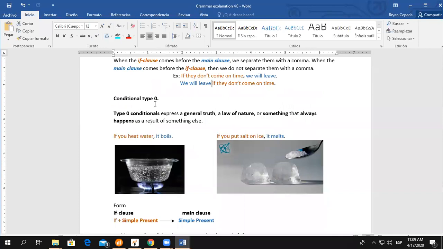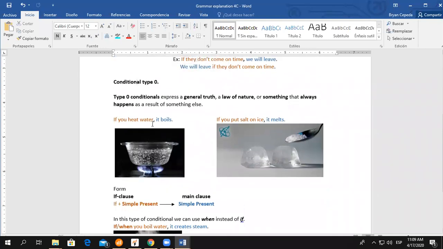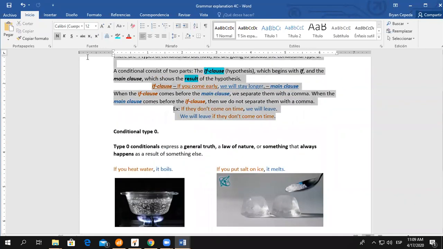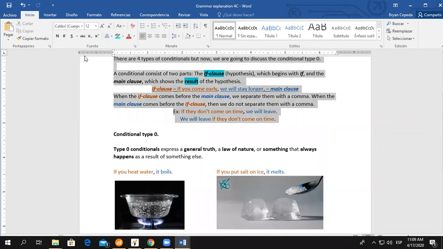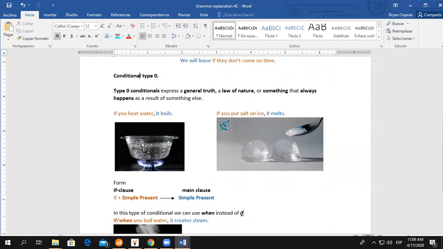Conditional type 0. Now let's talk about conditional type 0. This is general information for you. Very important, but general information.